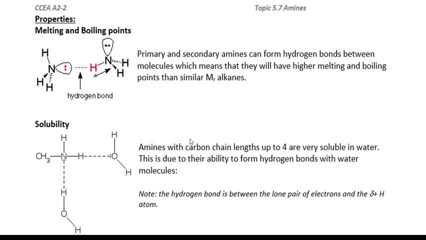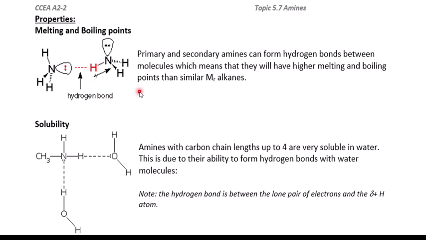Properties. Basically, properties are dependent on the fact that we can have hydrogen bonding. So primary amines and secondary amines can form hydrogen bonds between other molecules, so between themselves, and that means that they basically have higher melting and boiling points than similar Mr alkanes. So if you imagine this was a non-polar molecule with the same Mr, these would be much higher. And the reason for that, obviously, is because of the hydrogen bond being stronger.